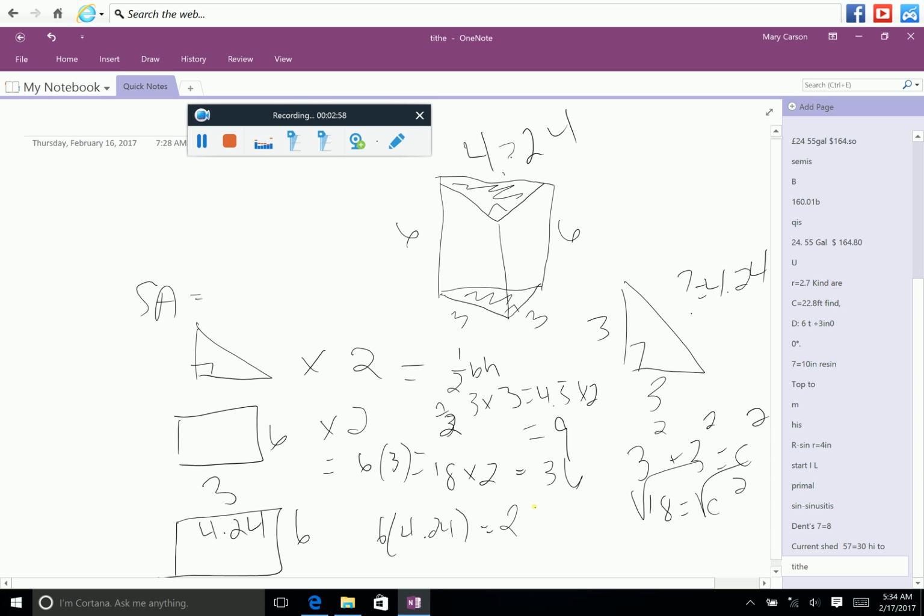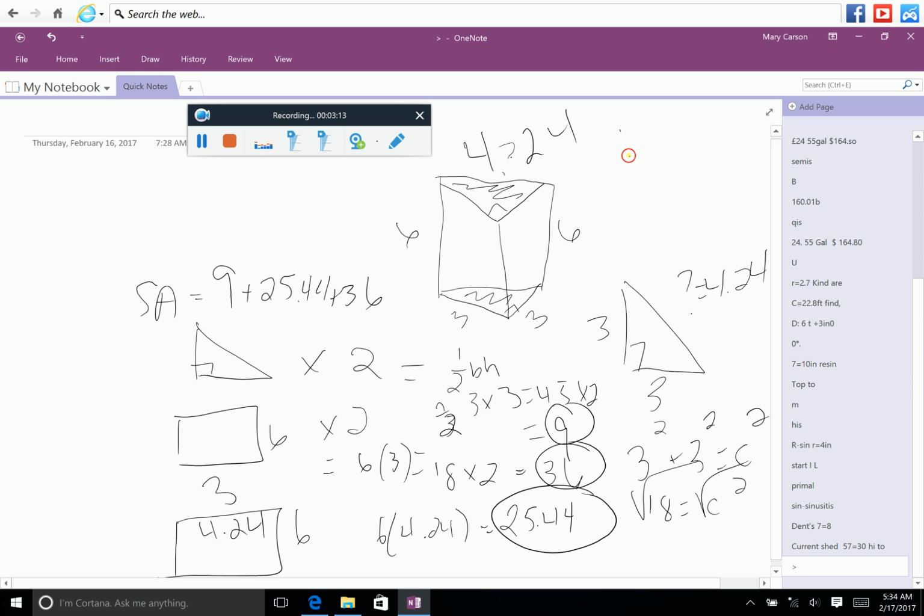And you get 25.44. And so now to find the surface area, you have to add all these up. So 9 plus 25.44 plus 36. And I'll let you finish that.